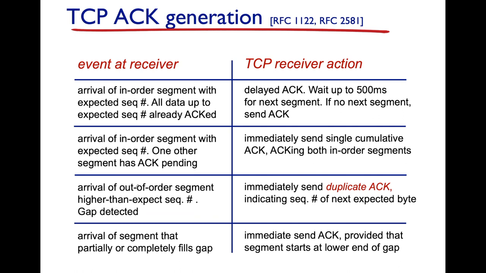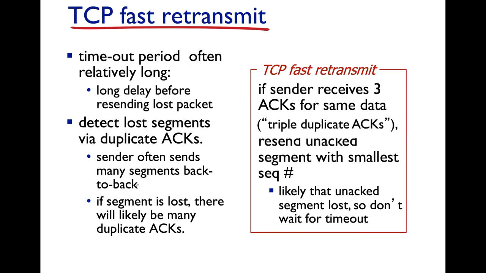And so the other one is you have the arrival of out-of-order segments with a higher-than-expected sequence number. You detected a gap. You right away send the duplicate ACK. And when you send that duplicate ACK, you're indicating the sequence number of the next byte in that stream of bytes that you expect to see. And then lastly, for the arrival of segments that partially or completely fill the gap, you immediately send an ACK, provided that the segment starts at the lower end of the gap. Each one of these is spelled out in the RFCs, and this is just the scheme that Transmission Control Protocol uses for its ACK generation.